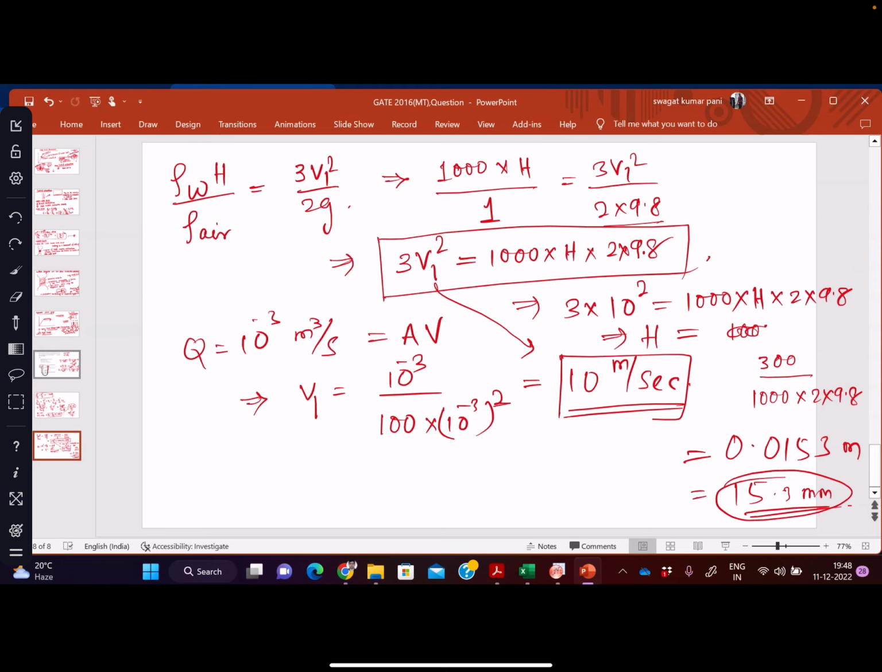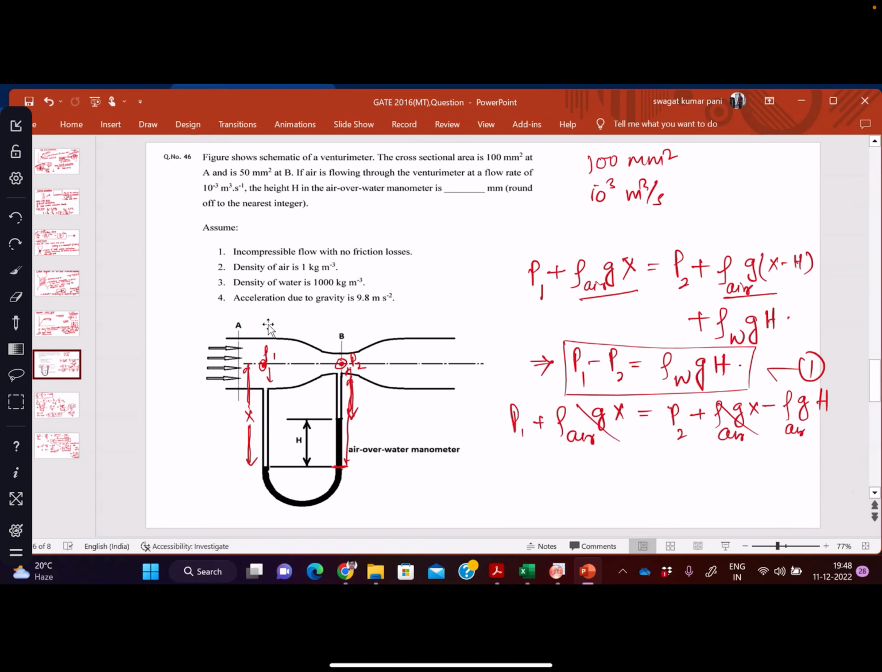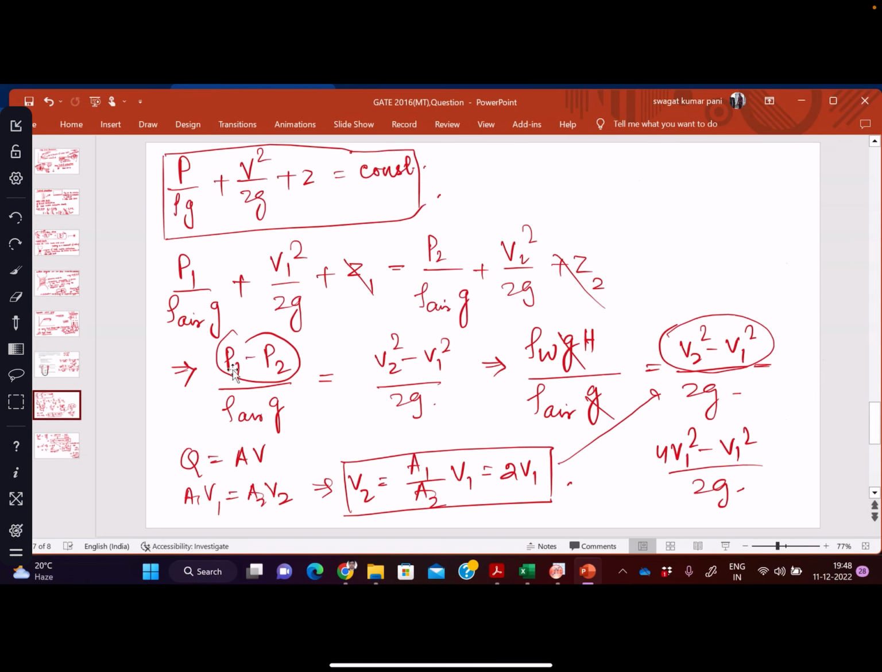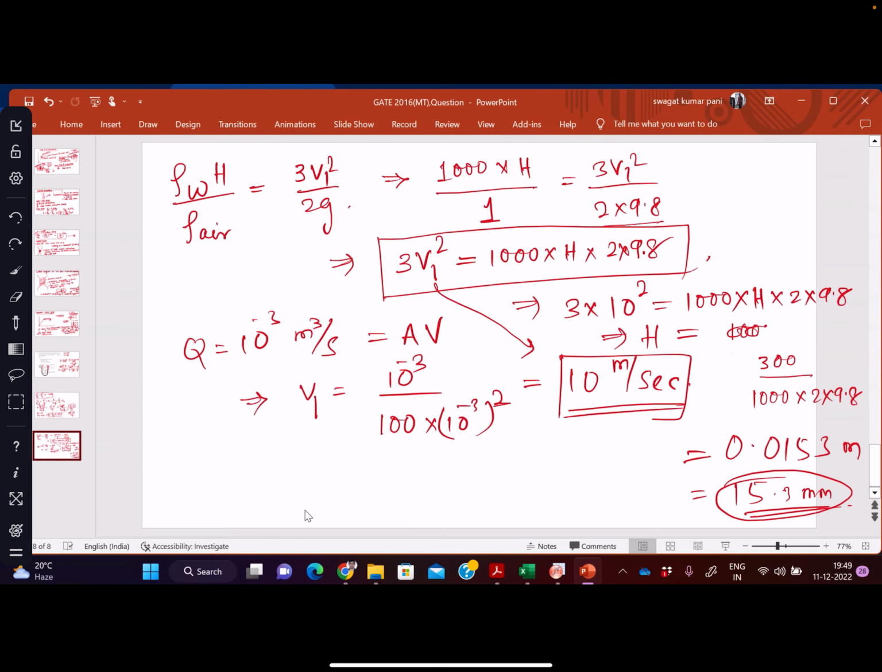So this is a long question. First you have to find this relation, then put it in Bernoulli's equation, where instead of P1 minus P2 you put V2 square minus V1 square. Then you use the continuity equation to get the value of V1, and then you find h. This is a question from 2020, I think, GATE 2020.